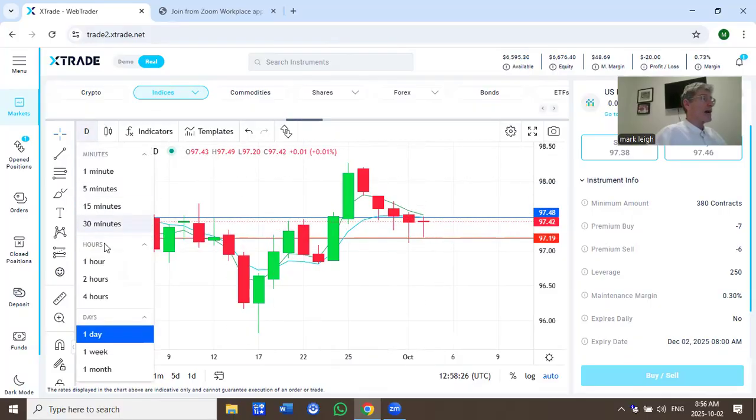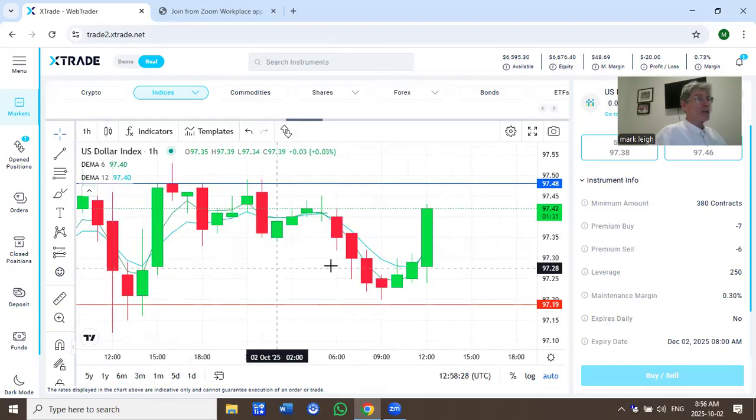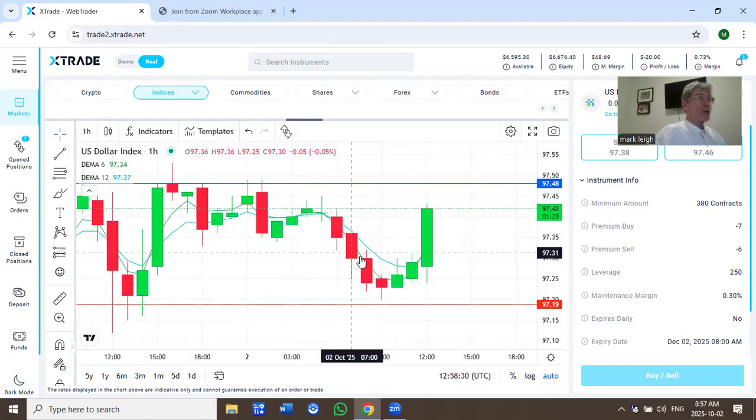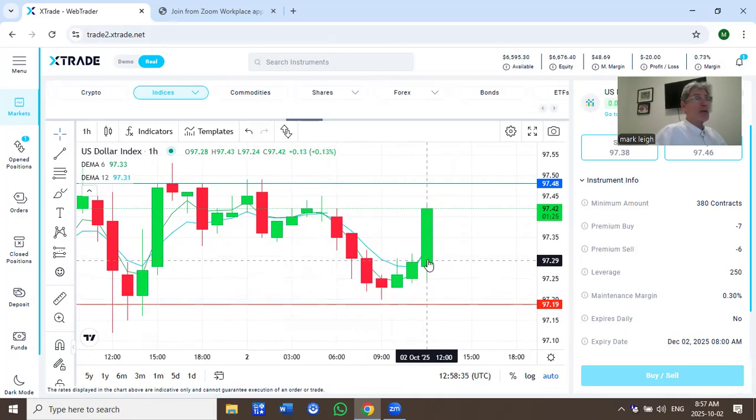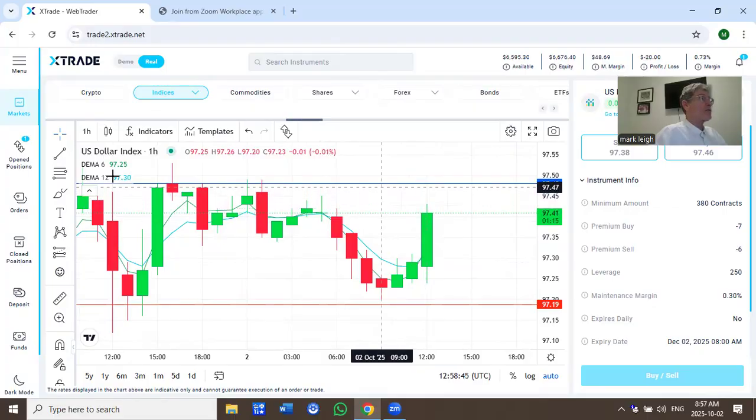I'll zoom in on the hourly, and there you can see there's the sell-off, weak US dollar, support, and then the past 3 hours, and especially in this last hour of the US opening, we've seen the US dollar fighting back, looking up at the 97.48 resistance for now.